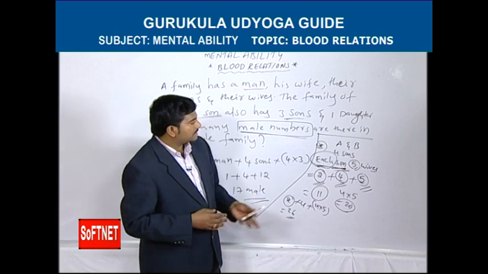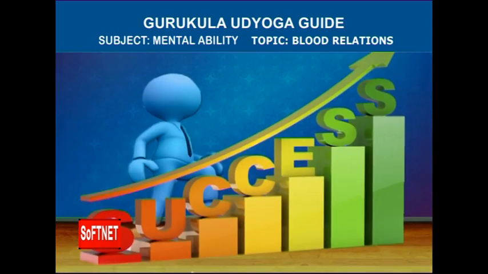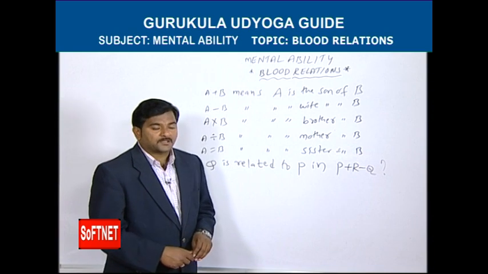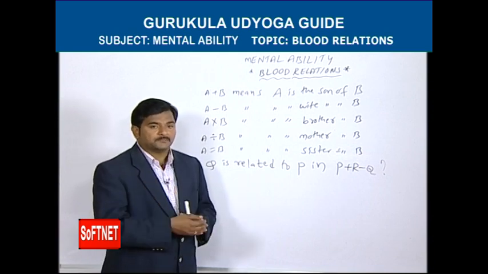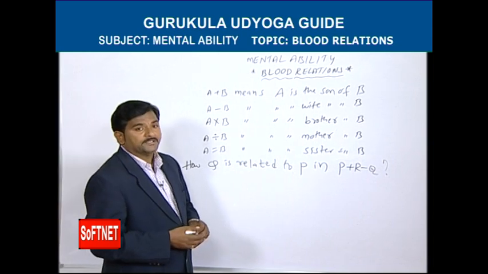Now we'll discuss some other models in the blood relations part. This is another question. This question comes under the coded relations part. Simply we can say it is the coded relation type.